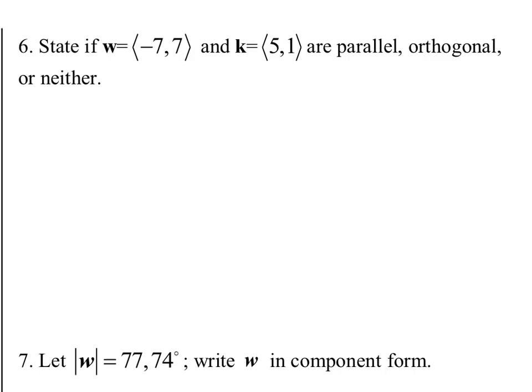All right, in the next problem, we're stating whether vector w and vector k are parallel, orthogonal, or neither. Okay, so we can do a quick check for parallel by putting y over x. So y over x for w is going to give us 7 over negative 7, that equals a negative 1. So the slope for w is negative 1, and the slope for k is 1/5. So they are not parallel.